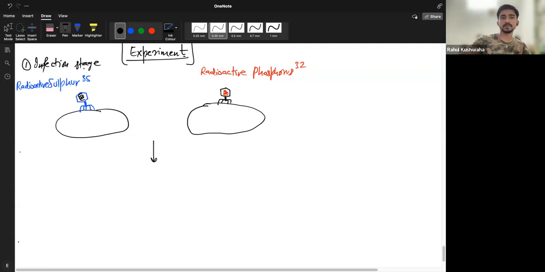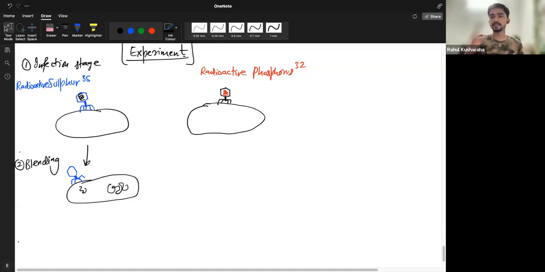Now, as we go forward, we know that the protein coat does not go inside, right? So the protein coat will stay out. This is the phase where DNA has entered inside. So this is the viral DNA and this is the bacterial DNA. And this stage is called blending. After infection, you blend, mix and agitate vigorously, so that everything outside the cell stays out and everything inside stays in. Basically, to detach this protein coat.